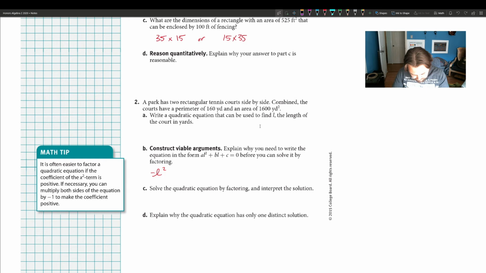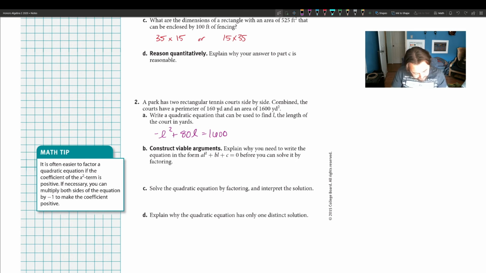Plus, oops, I'm writing on the wrong line, my goodness. Negative L squared plus 80L equals 1,600. Now, the reason I wrote this, that was the path that we took in the previous problem where we did this. So I just followed the same pattern and put our new numbers in here. The 80 came from half of 160, half the perimeter.